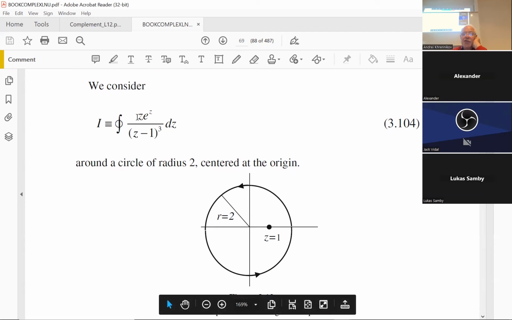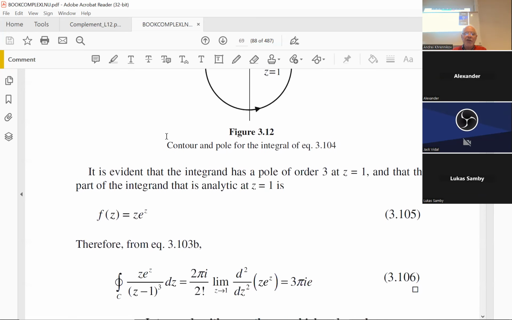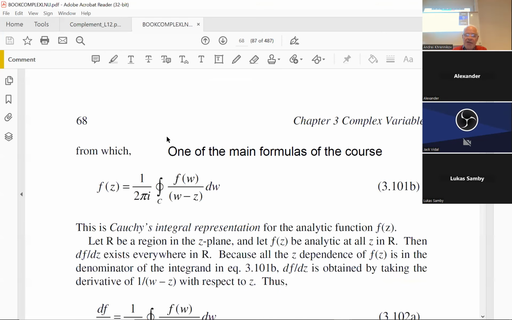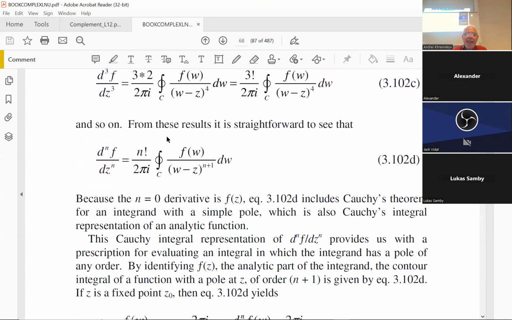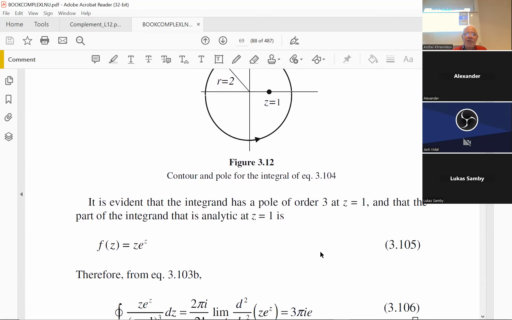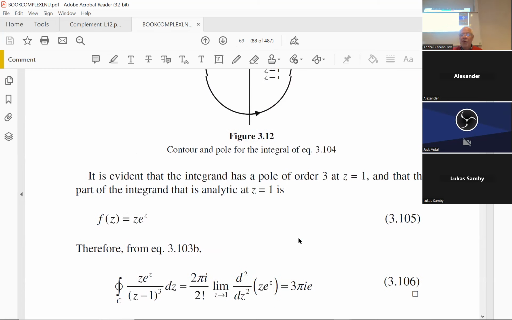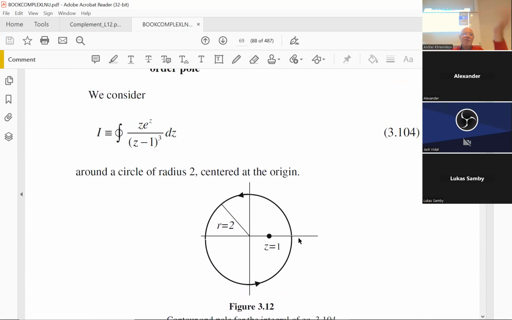This function is not 0 at this point 1, so it is the only singularity here. So this is a pole of degree 3. If the pole has degree 3, go to the previous page: if here is 3, here is 2. And they do this. So they should take the derivative of degree 2 of the numerator. So they take this derivative and they calculate this integral. So it's not so difficult, and it would be more or less also the problems for you.